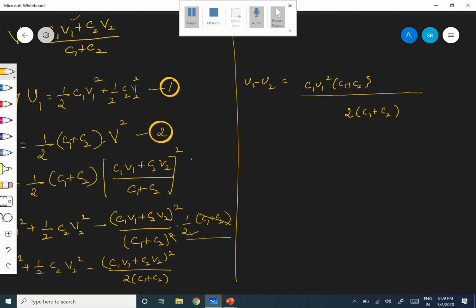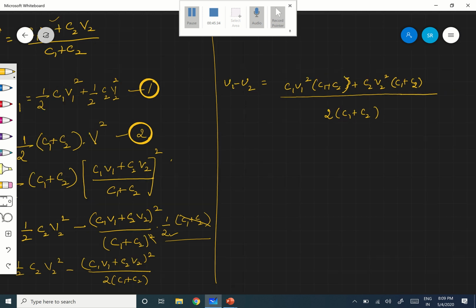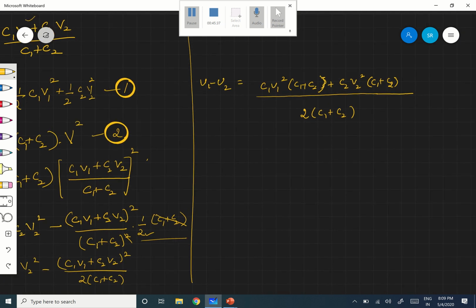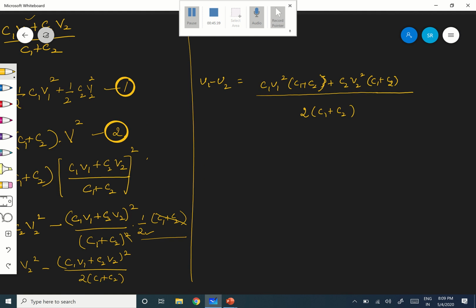Then, okay, and next one, C2 V2 squared plus C2 V2 squared into C1 plus C2. Hope you are following. I am taking the LCM, that's all. It's not a very big thing. Okay, minus C1 V1 plus C2 V2 the whole square, and therefore can I do this one?